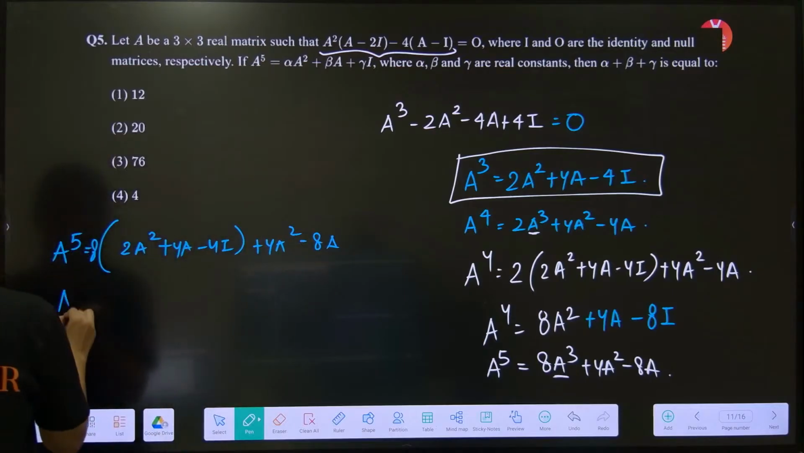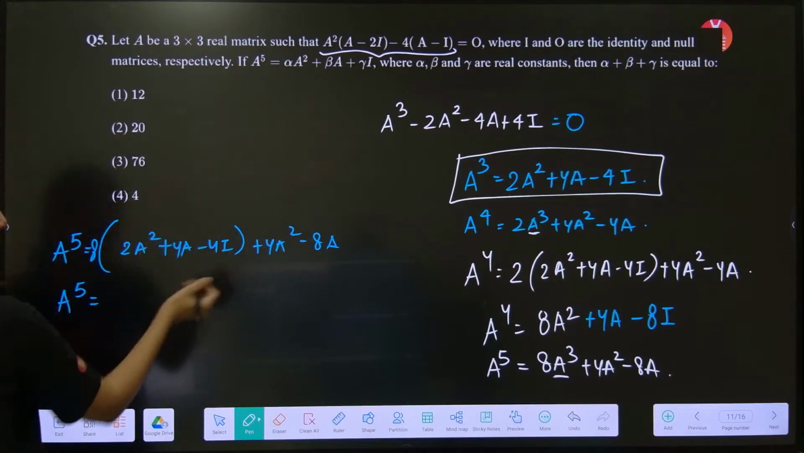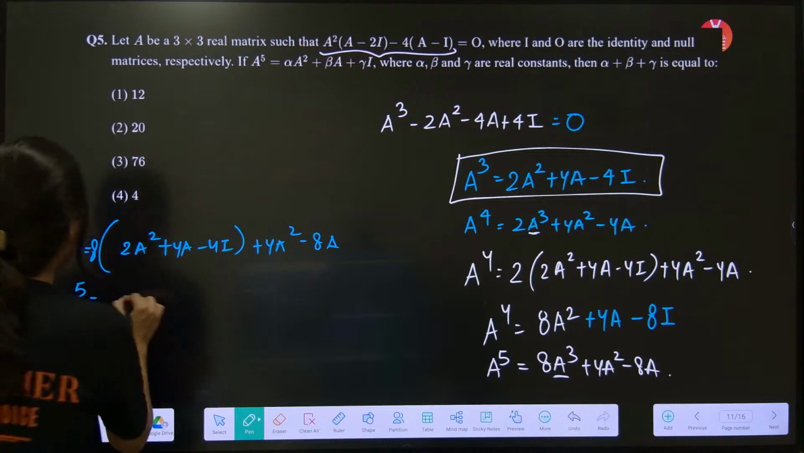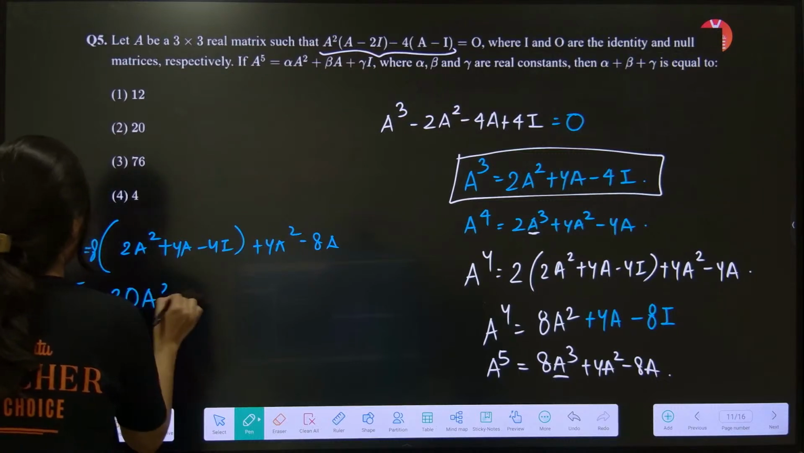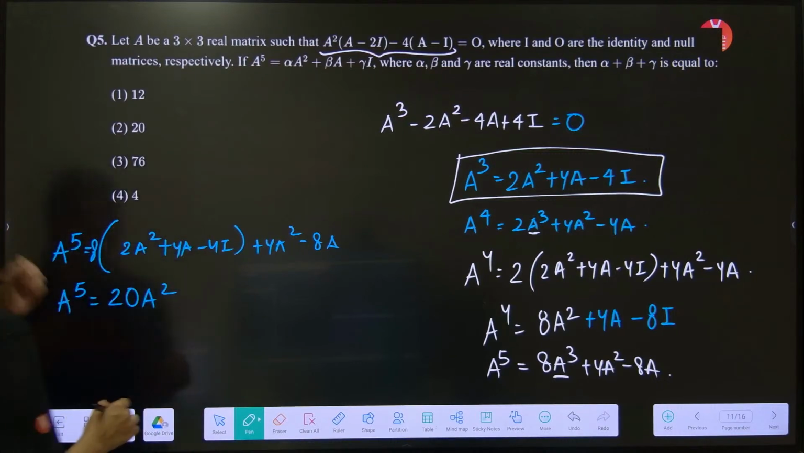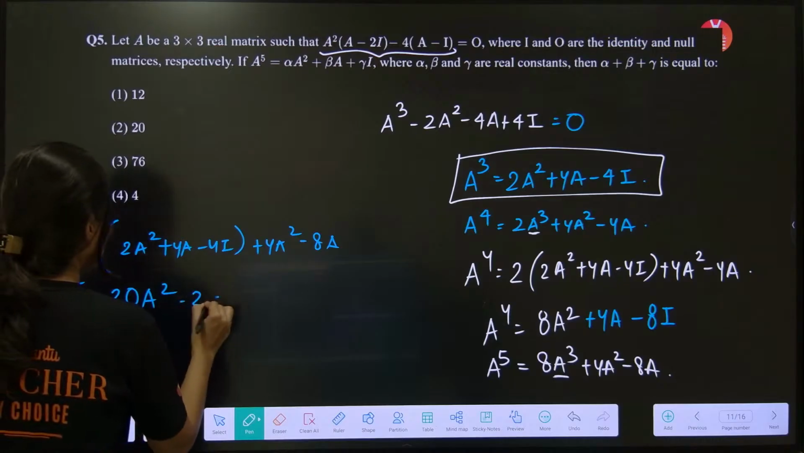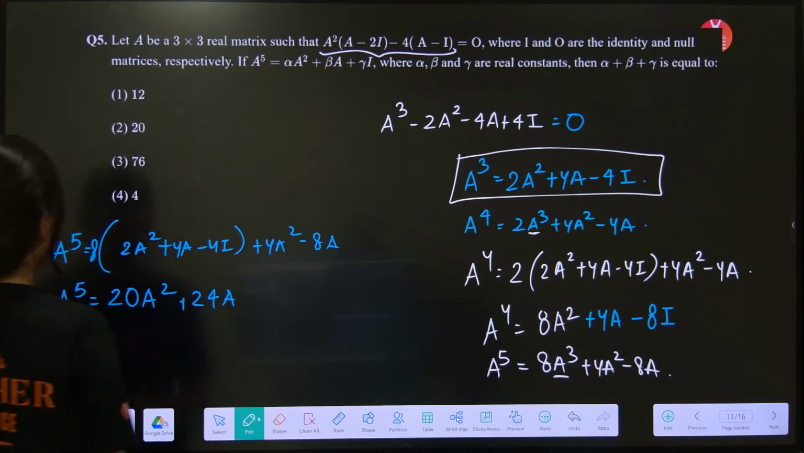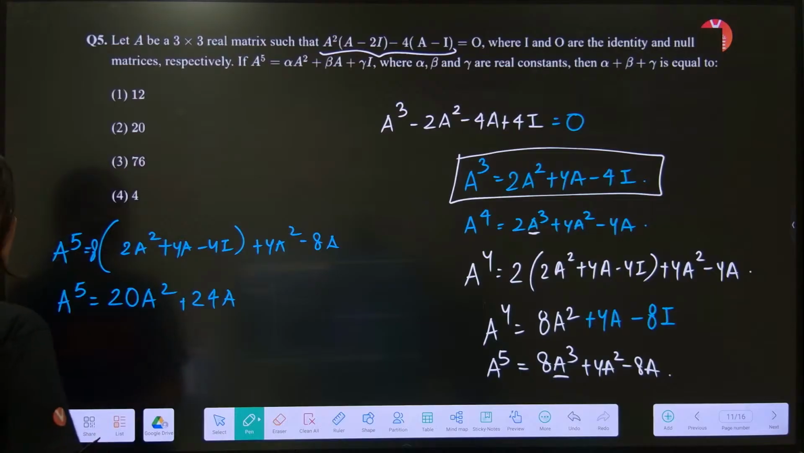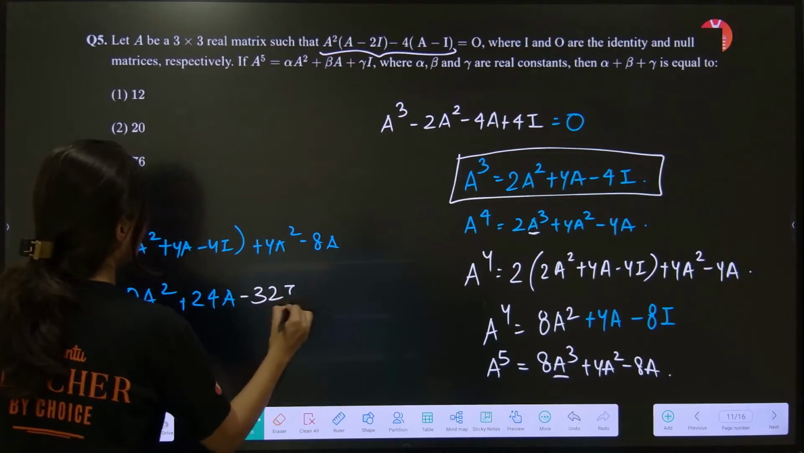Okay. So a power 5. 8 2s are 16. 16 plus 4 is 20a square. Okay. 8 4s are 32. 32 minus 8 will be 24a plus 8 4s are 32. So minus 32i. This is the equation.